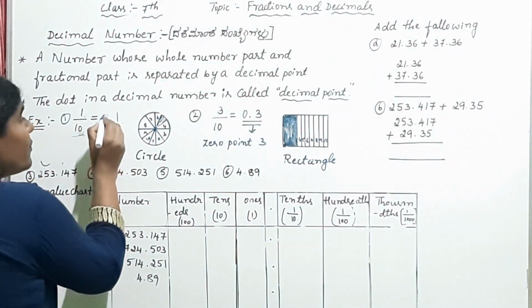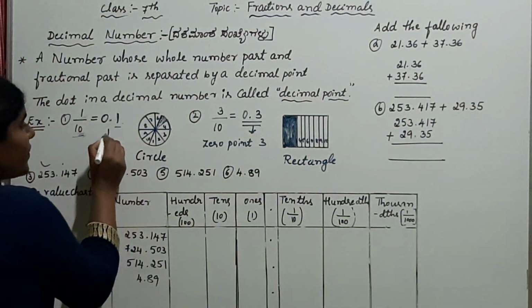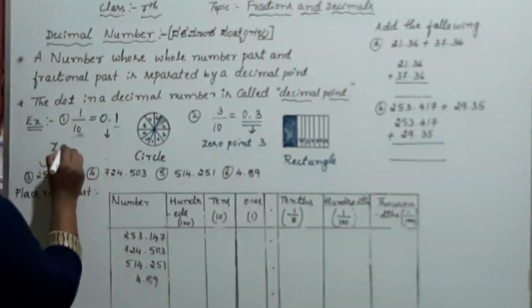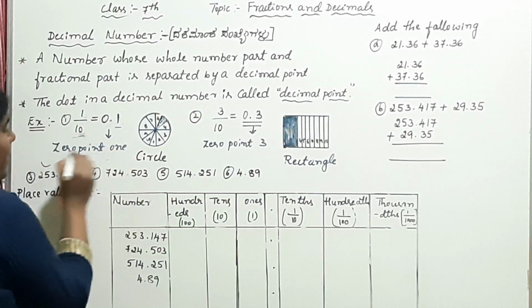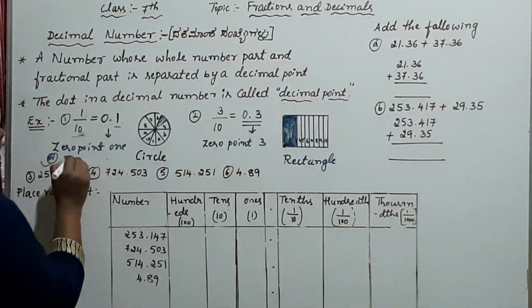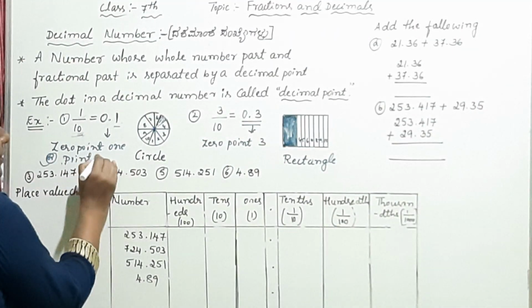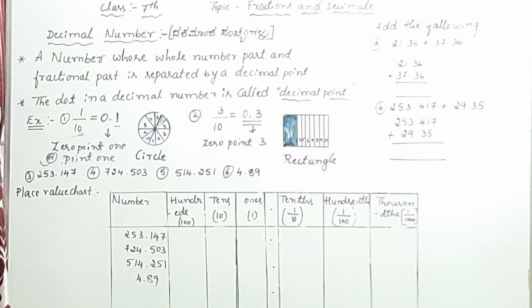How to read this number? 0.1. This is one example of decimal numbers.